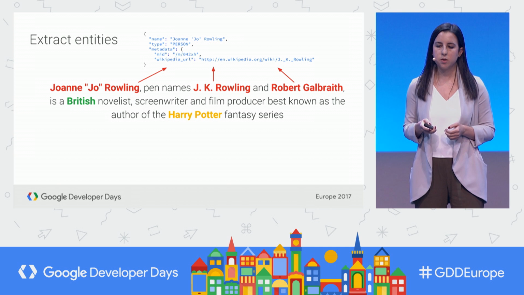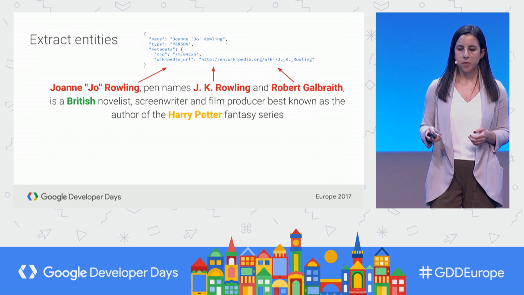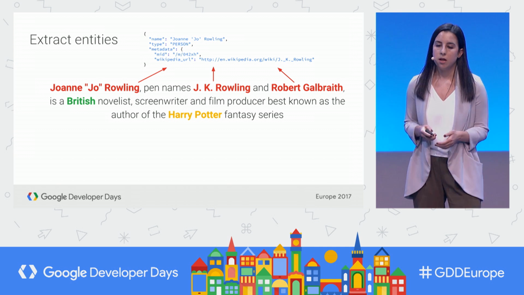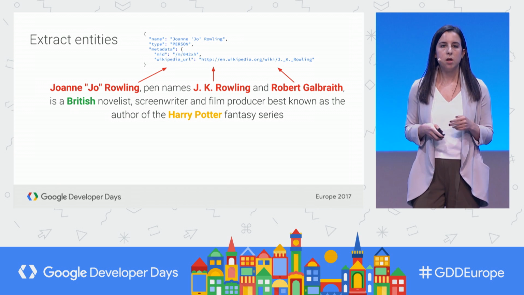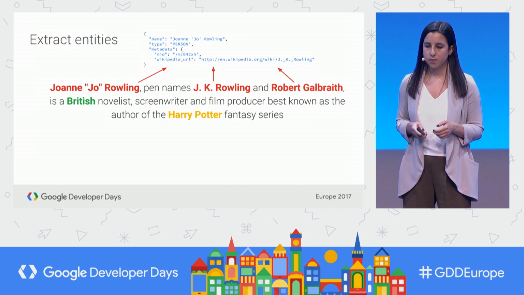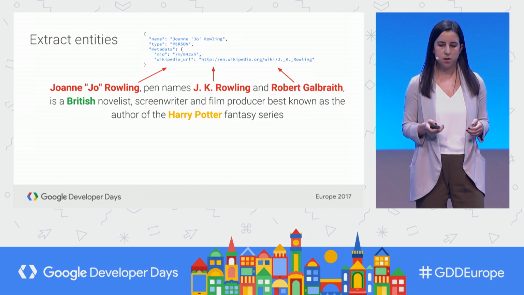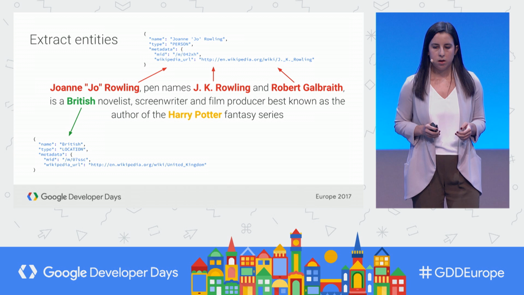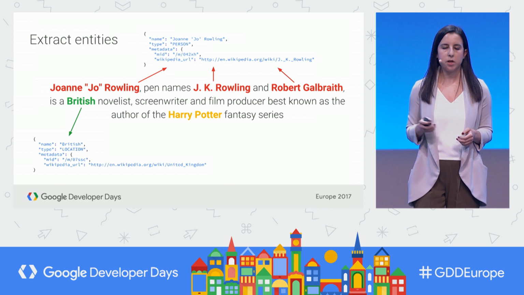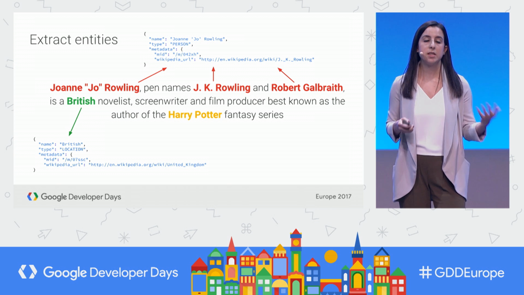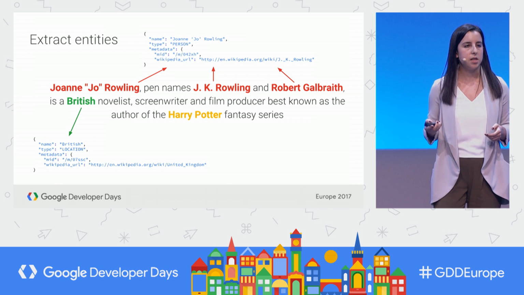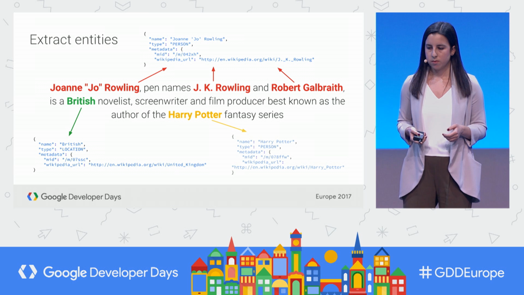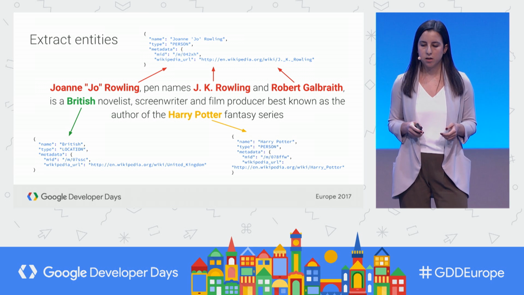So in our JSON response, we get back her name, the type of entity, she's a person, and then we get some additional metadata. We get that MID, which maps to her knowledge graph entity, and then we get the Wikipedia URL for her. Similarly, for British, it maps to the Wikipedia page for United Kingdom. So if instead this had said United Kingdom-born novelist, it would have mapped to the same entity ID. And we get a similar one for Harry Potter.